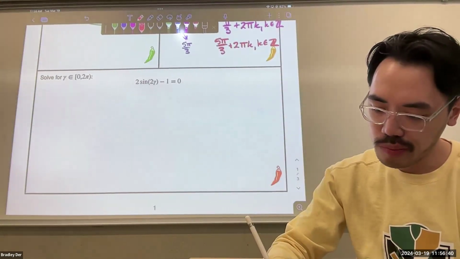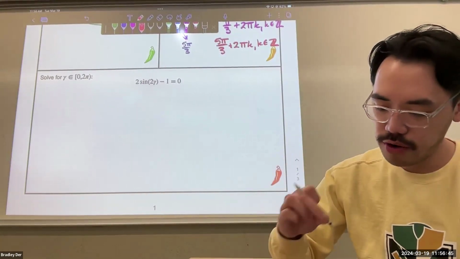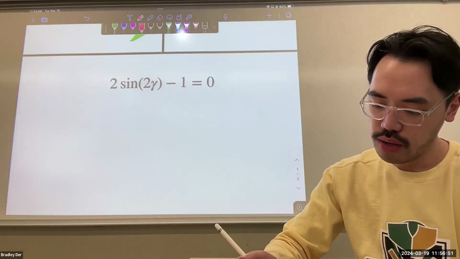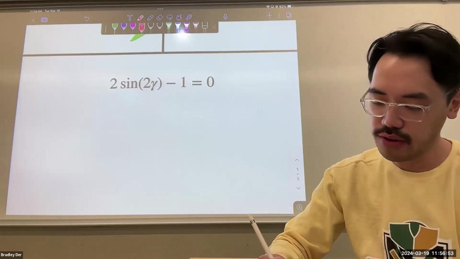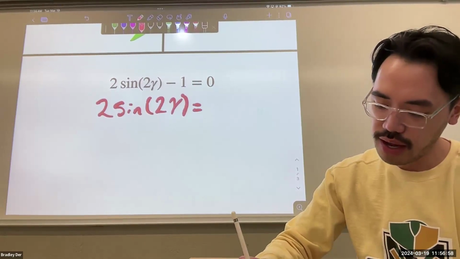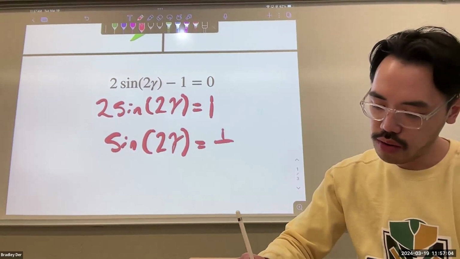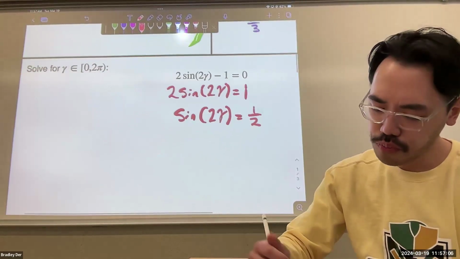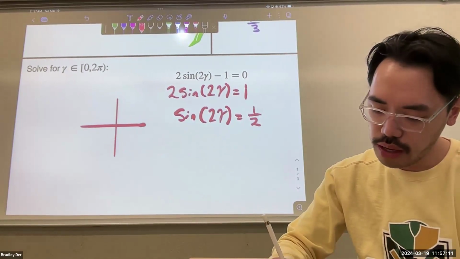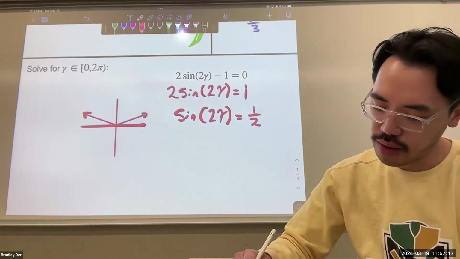And then we get to red. So solve for gamma between 0 and 2 pi, where 2 sine of 2 gamma minus 1 is equal to 0. Well, we can do some of the same steps as what we did above. So I can add the 1. I can divide by 2 and say sine is equal to 1/2. Right? We know where sine is equal to 1/2. Right? So that'd be in quadrant 1, in quadrant 2, the reference angle of pi over 6.